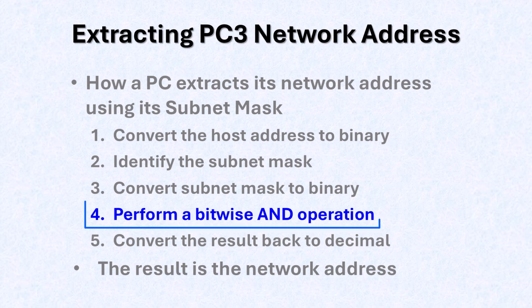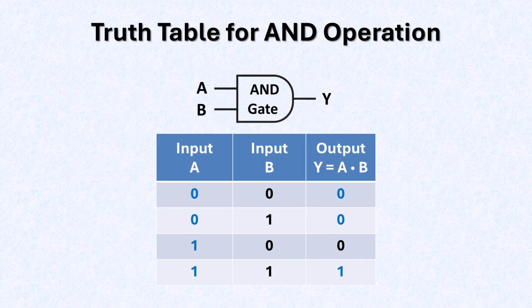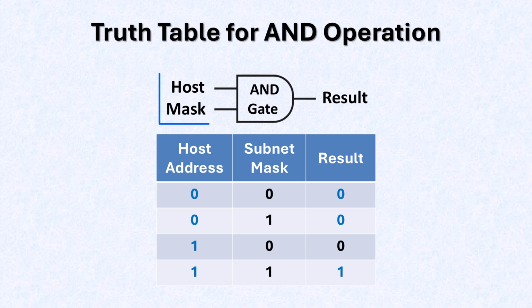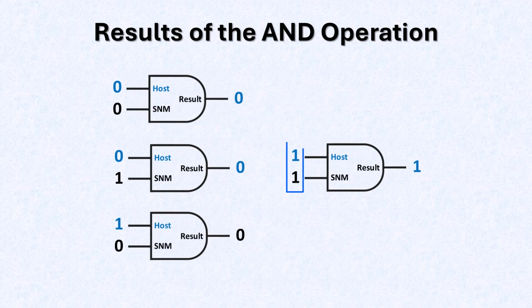In step 4, the bitwise AND operation is performed. As noted in a previous episode, the AND operation is like multiplying by 1 or 0. This is the truth table for the AND operation. We see it again here using the words host and mask as the input. It takes 2 input bits and returns a value of 1, only if both inputs are 1. Otherwise, the result will return 0.